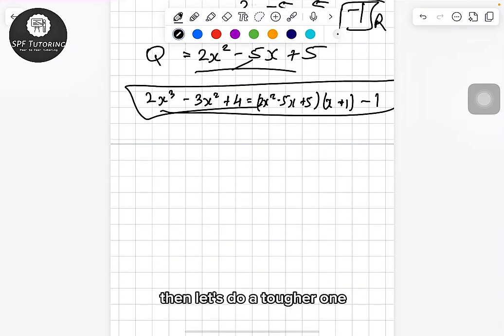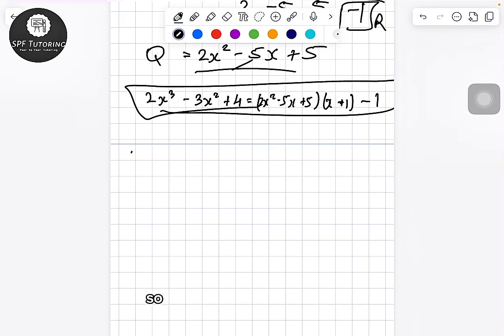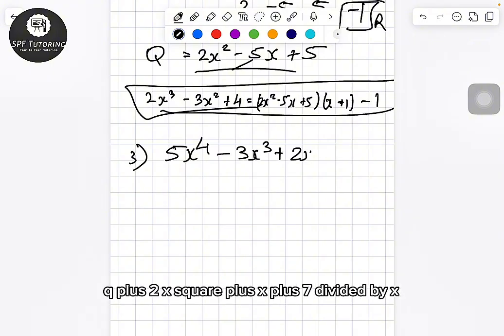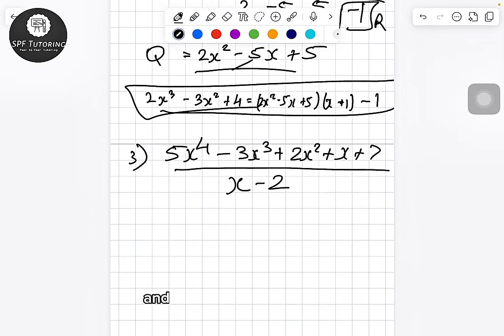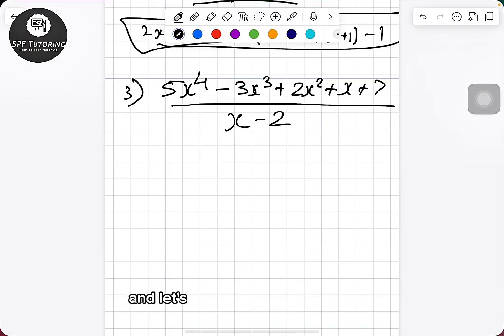Then let's do a tougher one, like we did for the division statement. A tougher one would be this: 5x to the power 4 minus 3x cubed plus 2x squared plus x plus 7, divided by x minus 2. This is your tougher one, and I would just start explaining because it's tougher. I don't think you would get it, and if you think you would get it, you're that confident, just do it right now and say the answer in the comment section and see if you get it right or not.